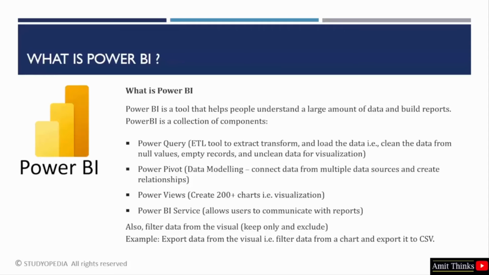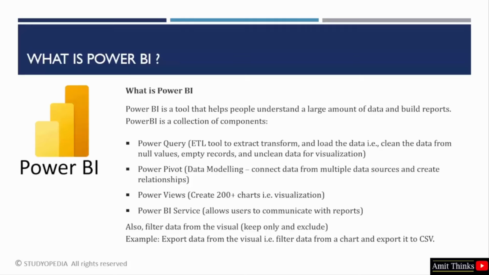Consider it as cleaning the data, let's say removing the duplicates, cleaning the data, fixing your null values as I told before. Then comes your Power Pivot. That means to connect the data from multiple sources and create relationships. Multiple data sources can include your Excel, PDF, from the internet, from text files and others.